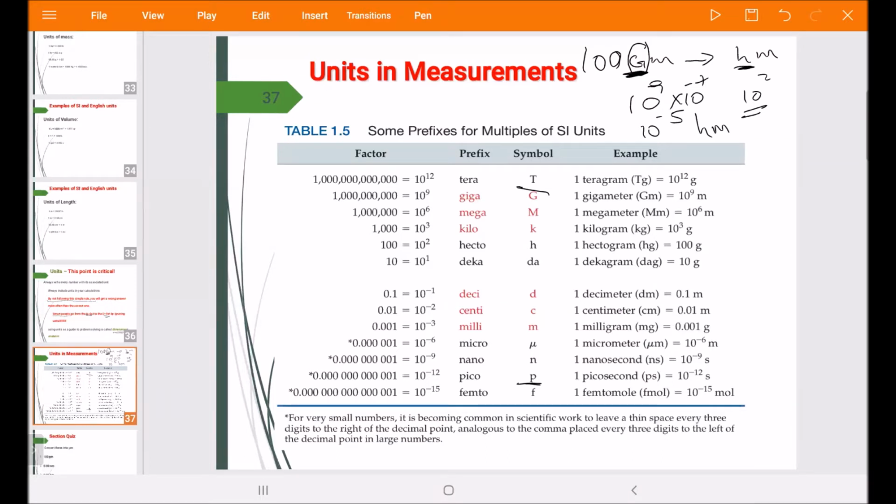Now, for example, let's convert 100 hectometer into gigameter. I'll write it here. 100 hectometer into gigameter. Now, remember what giga means. This is 10 to the power of 2. In order to get 10 to the power of 9, I have to multiply this by 10 to the power of what? 7. Because if you add 2 plus 7, it will give me 10 to the power of 9, which is giga. So if you multiply 100 by 10 to the power of 7, it will be 10 to the power of 9 gigameter. So this approach is called dimensional analysis.